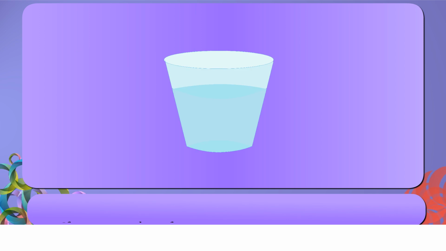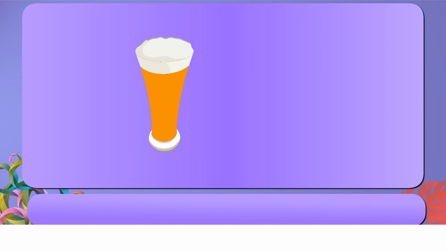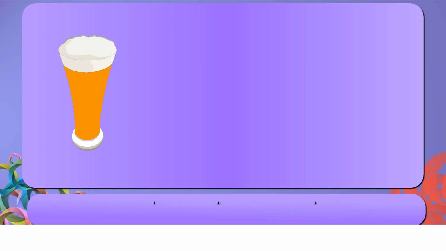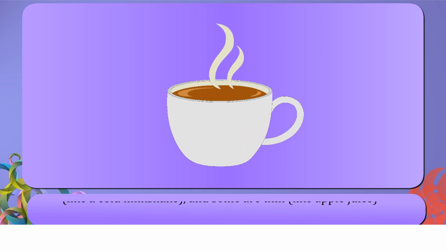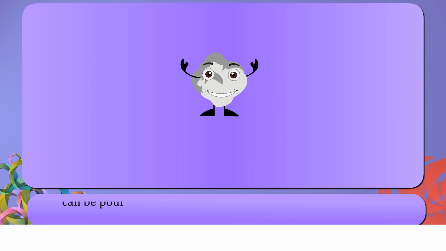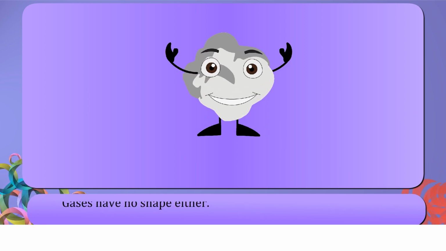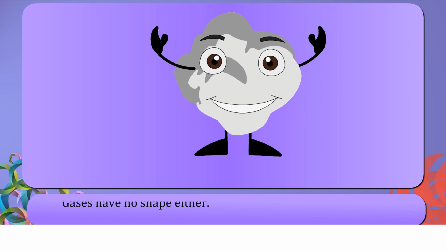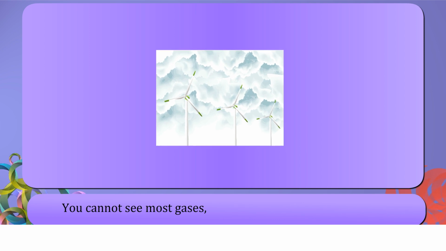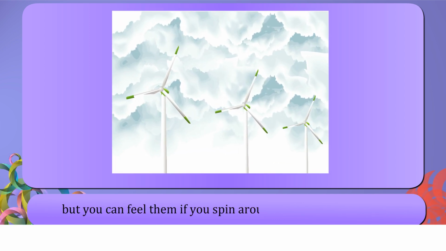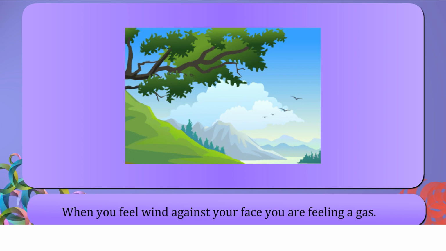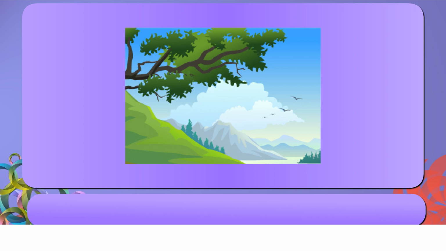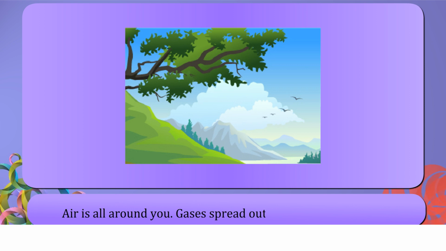Liquids have no shape. If you pour a glass of water, it will take the shape of the glass. But if the water spills, it will spread out. Some liquids are thick, like a cold milkshake, and some are thin, like apple juice. Liquids can be very different from each other, but they all can be poured. Gases have no shape either. Air is a gas, and like air, most gases are invisible. You cannot see most gases, but you can feel them if you spin around. You can feel air move against you. When you feel wind against your face, you are feeling a gas. Air is all around you. Gases spread out to fill any container they are in, even really big spaces.